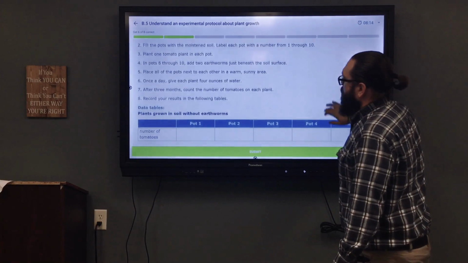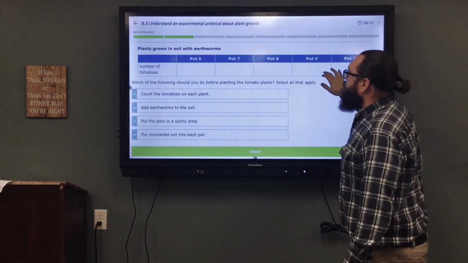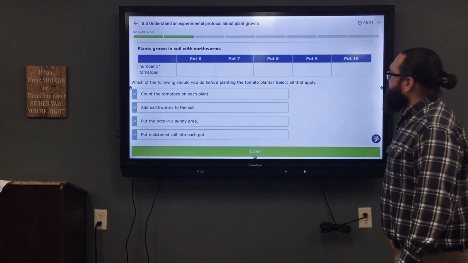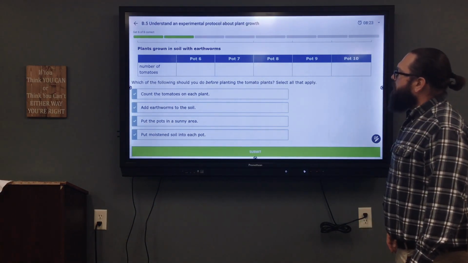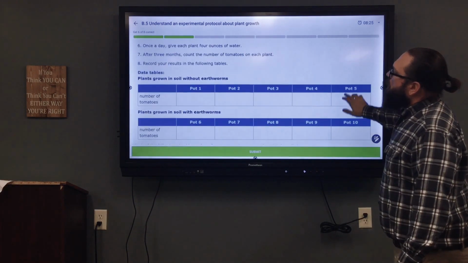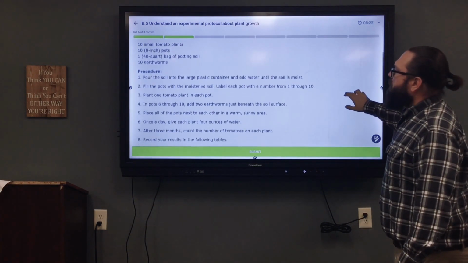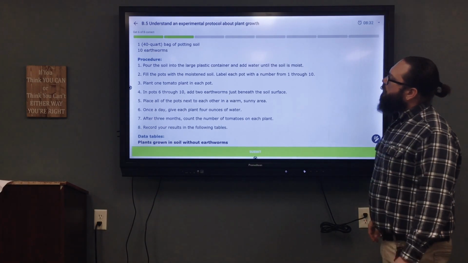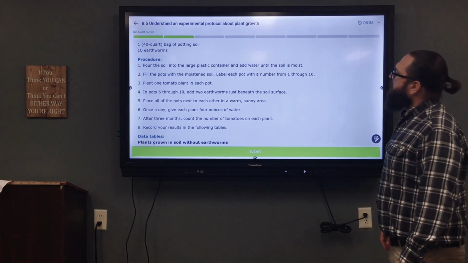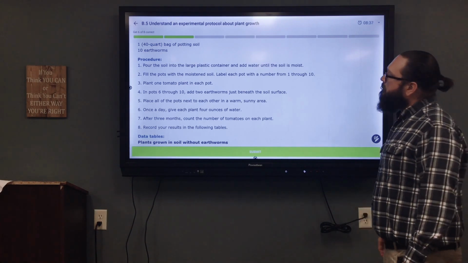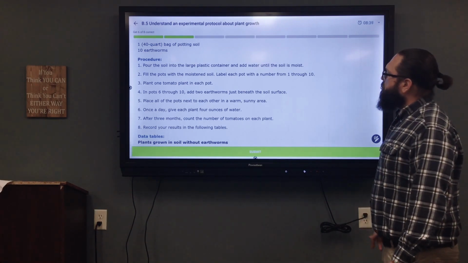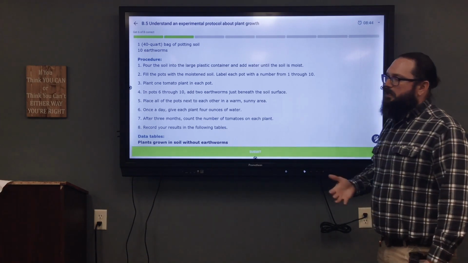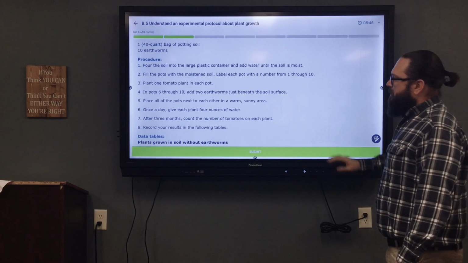Okay, let's look at our next question. Which of the following should you do before planting the tomato plants? Select all that apply. So we need to look at our procedures again. If you look at procedure 1, pour the soil into a large plastic container and add water until the soil is moist, and then fill the pots with moistened soil. Label each pot with a number from 1 through 10. Step 3 is when we plant the tomato plants.